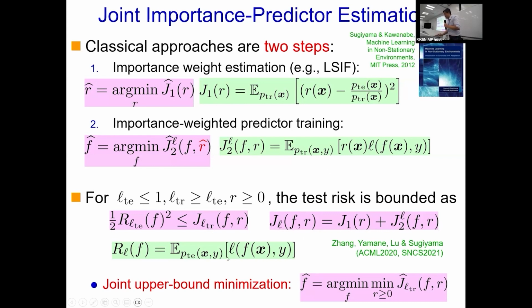So this joint upper bound minimization method can also have a theoretical convergence guarantee, and it is actually working quite well. But this method basically shows that the previous two-step approach is suboptimal. Because now we can upper bound the test risk by the sum of J1 and J2. And classically, we minimize J1 first. Then after that, we minimize J2. But now we can directly minimize J1 plus J2. That achieves a lower upper bound. And this actually works well in practice.